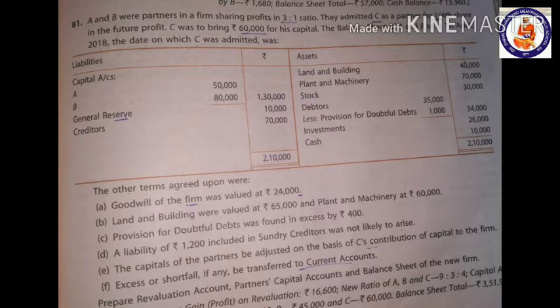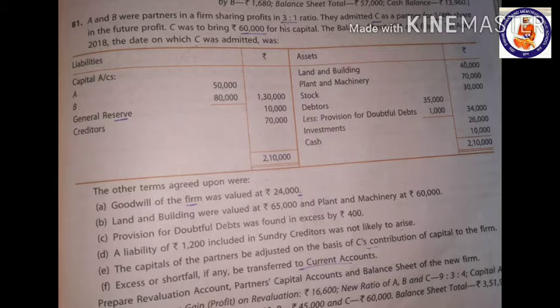the balance sheet is given here. Liability side: capital accounts of A and B 50,000 and 80,000, total 1,30,000; general reserve 10,000; creditors 70,000; total of liability side is 2,10,000. Then come to the asset side: land and building 40,000, plant and machinery 70,000, stock 30,000, debtors 35,000, provision for doubtful debts 1,000, net debtors are 34,000, investment 26,000 and cash is 10,000.